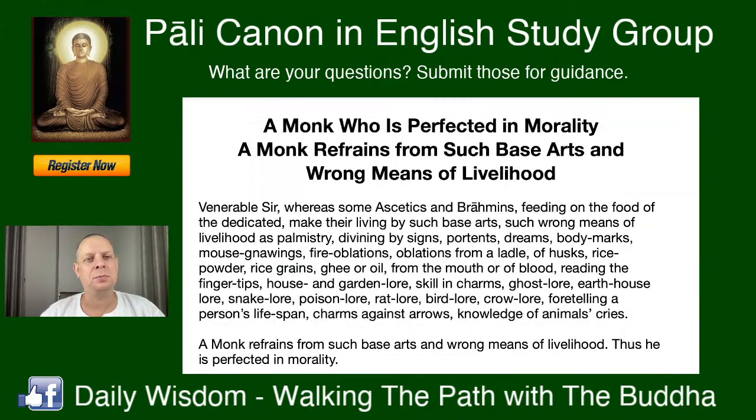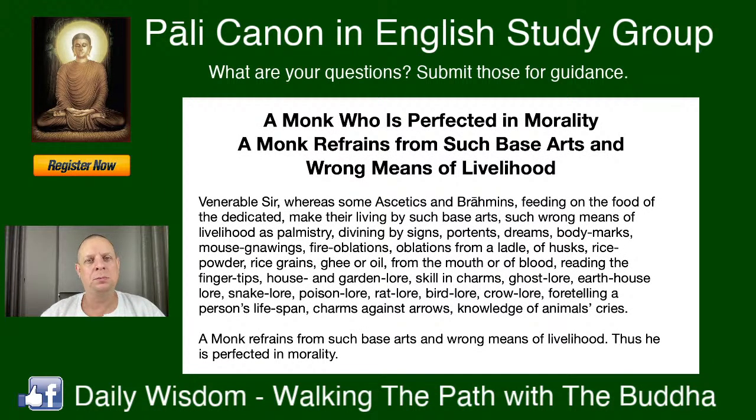Perfect. All right. So here's chapter 3. Yes, sir. A monk who is perfected in morality, a monk refrains from such base arts and wrong means of livelihood. Venerable sir, whereas some ascetics and Brahmins, feeding on the food of the dedicated, make their living by such base arts, such wrong means of livelihood as palmistry, divining by signs, portents, dreams, body marks, mouse gnawings, fire oblations, oblations from a ladle, husks, rice powder, rice grains, ghee or oil, from the mouth or of blood, reading the fingertips, house and garden lore, skill and charms, ghost lore, earth house lore, snake lore, poison lore, rat lore, bird lore, crow lore, foretelling a person's lifespan, charms against arrows, knowledge of animals' cries. A monk refrains from such base arts and wrong means of livelihood. Thus he is perfected in morality.